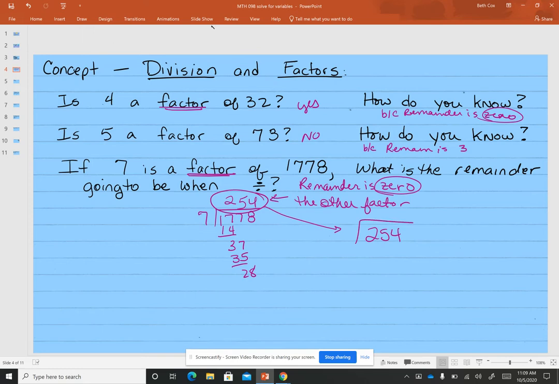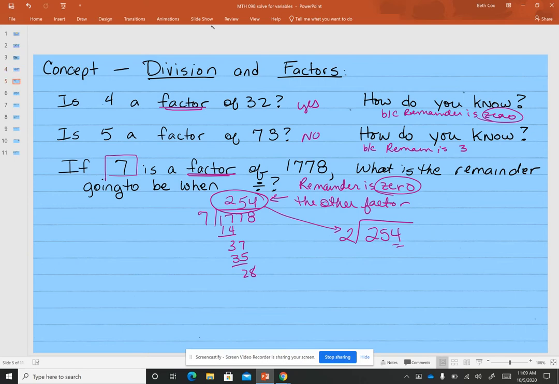Well, I know that 2 is a factor. It's even. And so once I know one factor, I can divide to find other factors. And then I can take the answer from that division and find other factors. So this is an idea that we will be exploring.